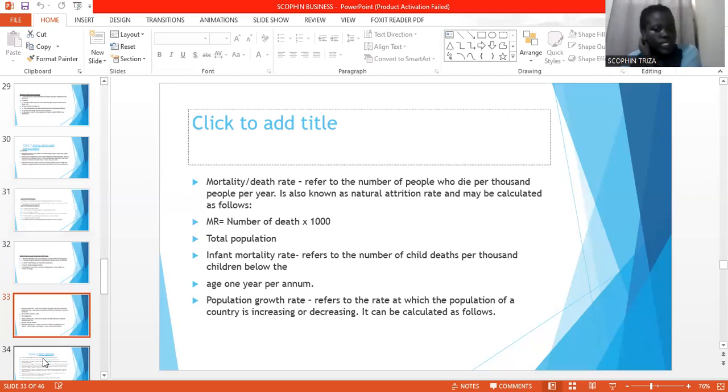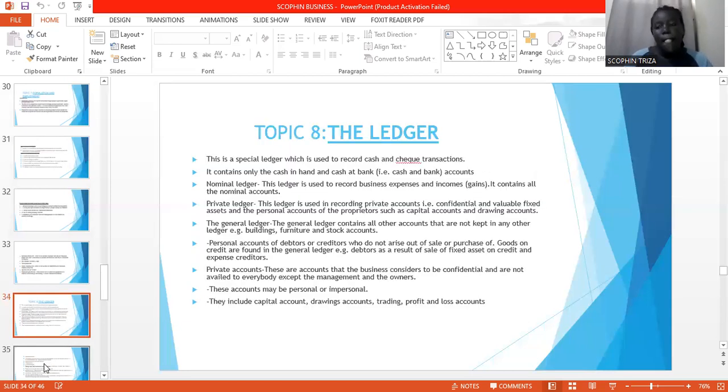Now, the infant mortality rate. It refers to the number of child deaths per thousand children below the age of 1 year per annum. That is below the age of 1 year per year. Population growth rate refers to the rate at which the population of a country is increasing or decreasing. Let's go to topic 8. Now, our topic 8 is on the ledger.